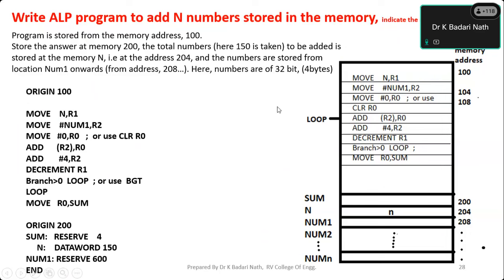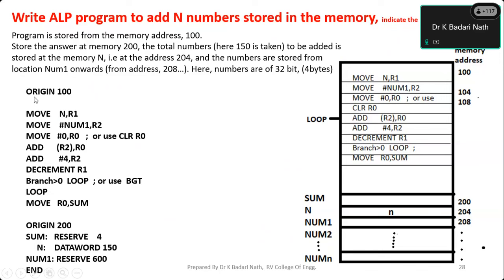Now we will start writing the program. Before writing the program, we will analyze what data is present in the memory. Sum is the name of the memory location where I'll be storing the final answer. 200 is the address of this memory location. N is the address of the memory location where I'm storing the number of numbers. All the numbers are stored from the memory location called num1, num2, up to numn.